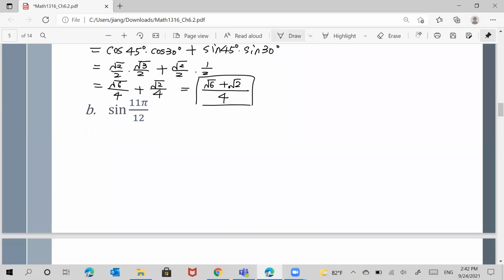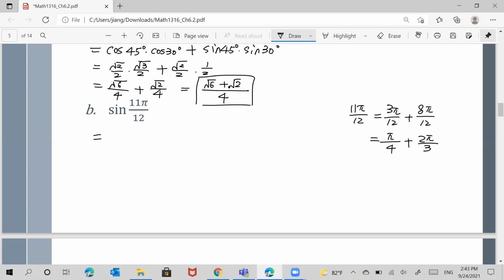Let's see the next one. We have sine of 11 pi over 12. We can split 11 pi over 12 into two parts. The first one is 3 pi over 12. Another one is 8 pi over 12. Because 3 pi over 12 equals pi over 4, and 8 pi over 12 is 2 pi over 3. These two are special angles for us. We can compute the value of sine, cosine, and tangent.